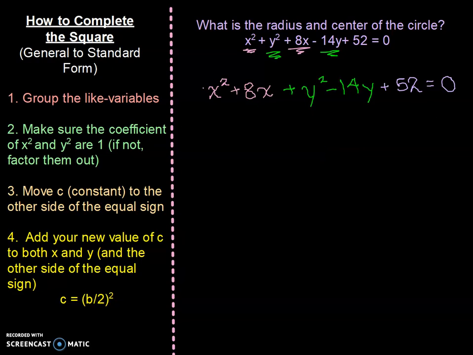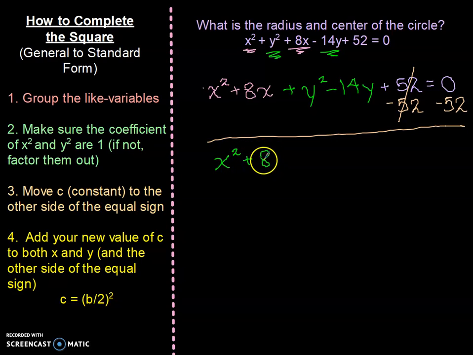And then from here, since the coefficient of x squared and y squared are 1, we're going to move on. And we're going to move c, which is the constant, to the other side of the equal sign. So that plus 52, I'm going to subtract it to the other side. So keep in mind, I am doing that because for each expression for x and y, I'm going to just make my own value of c. And there is a reason for that.